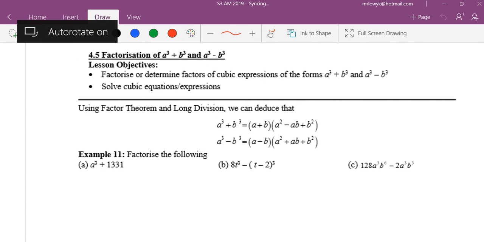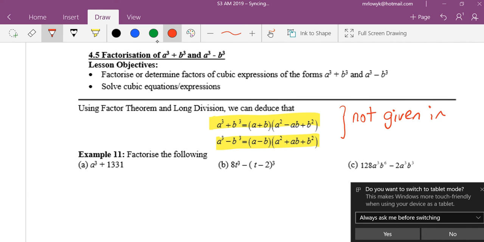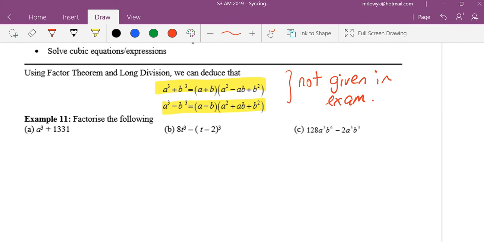Number one. Can you highlight this? Can you use your red pen and write: not given in exam. What does it mean? You go and memorize. Okay? But I'm going to show you how to actually try and find a pattern.